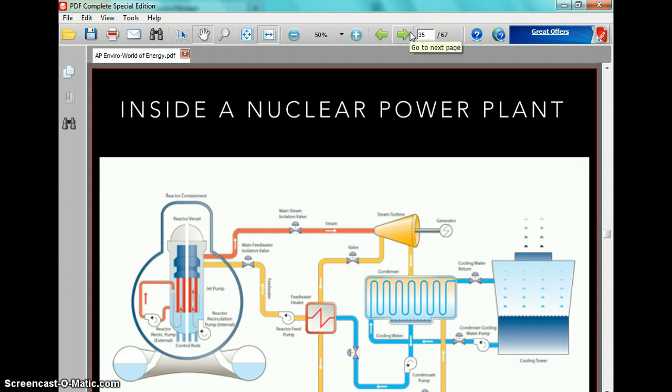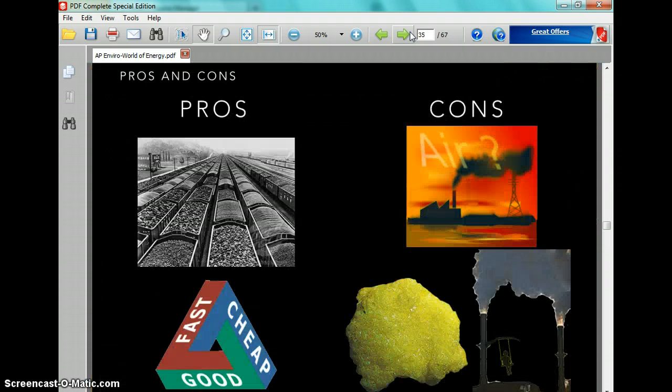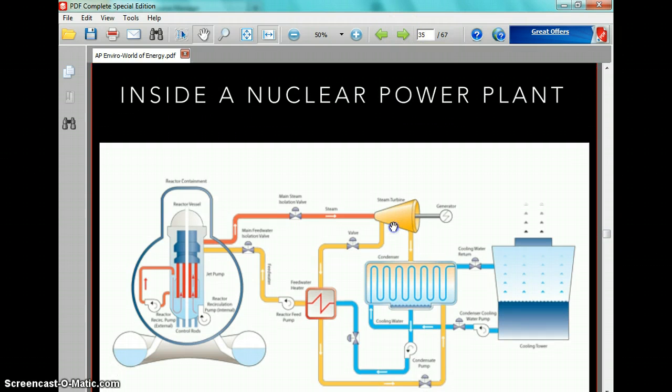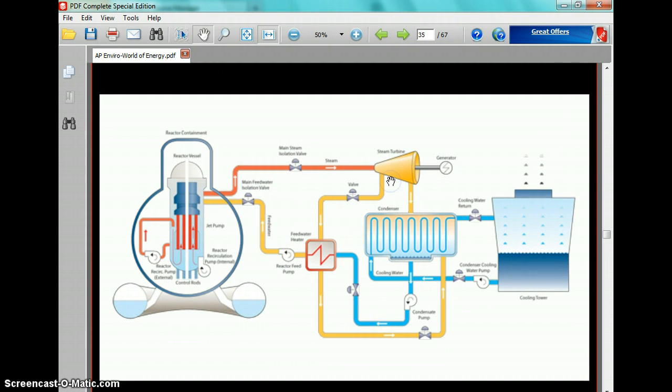Next slide. There are two types of uranium power plants. The first one is a boiling water reactor, and what happens is the water is pumped through the reactor core. The outside is the containment shell, and the water is heated through the heat released from fission, and that water flows through the pipes, turning a turbine, which produces electricity.